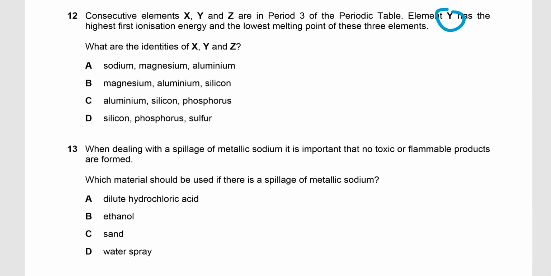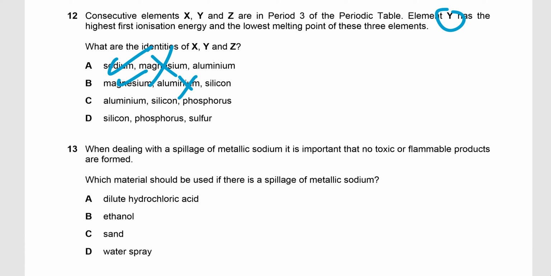So let's check the periodic table first of all. Okay, in period 3, option A: sodium, magnesium, aluminium. Actually, the melting point of aluminium and magnesium is not the lowest here. The sodium is the lowest, so this one is wrong. Magnesium, aluminium, silicon. Let's check why aluminium is the lowest. No, actually here the magnesium is the lowest melting point, so this one is also wrong.